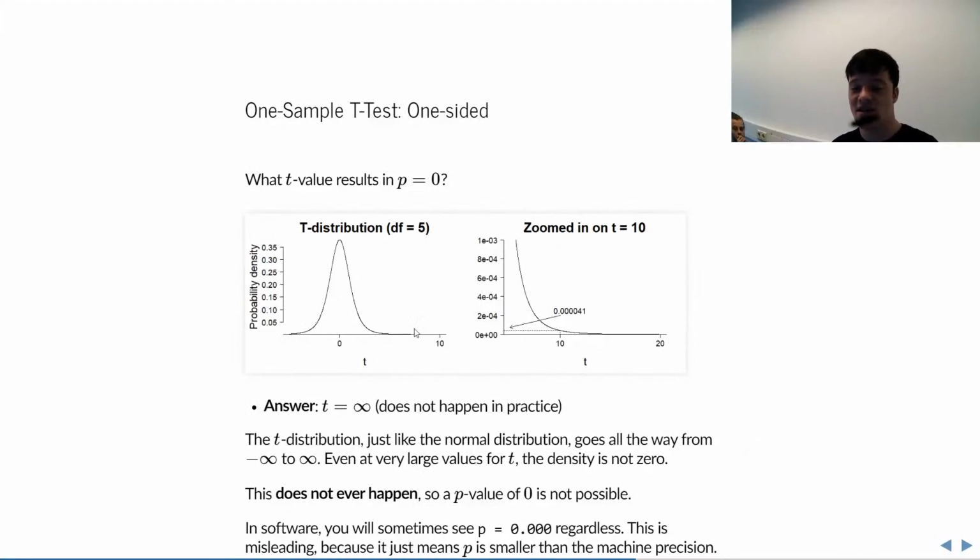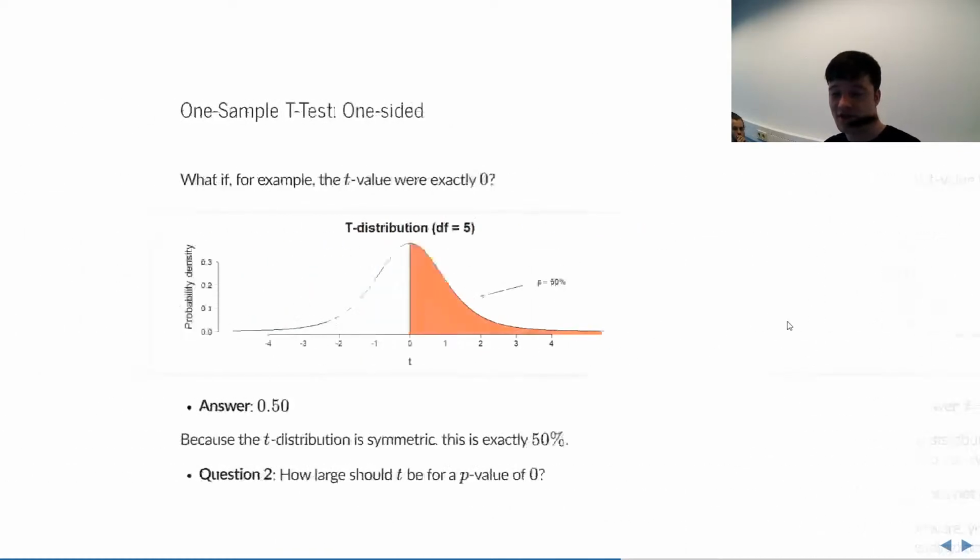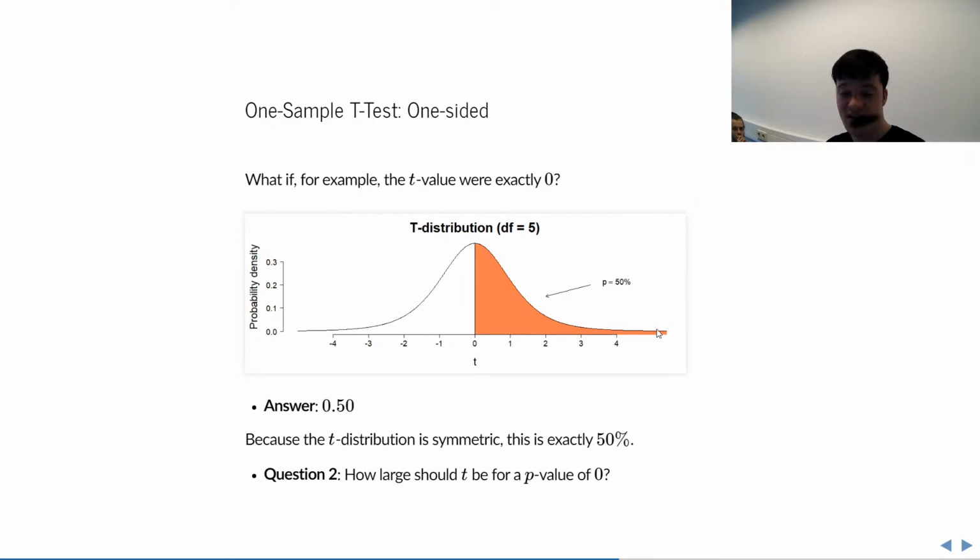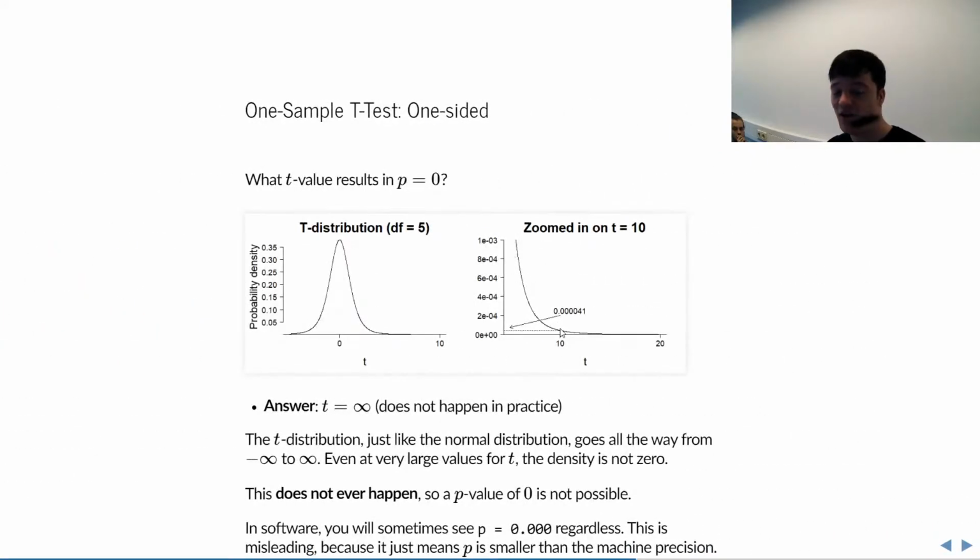But here's the thing, I can only plot with a certain resolution. If I would zoom in on 4, there's still a little bit of probability left. And if I zoom in on 10, okay, the chance is extremely small, but it's not 0. Same thing for 20, same thing for 100, same thing for a billion, same thing for Google. It's a continuous distribution, it goes on forever. So your t-value would have to be infinite to get a p-value of 0. Or it would have to be minus infinite if the alternative were less.